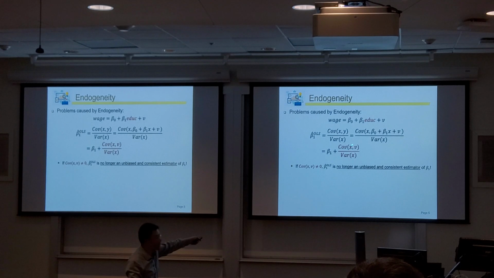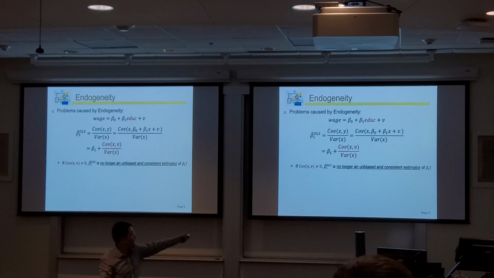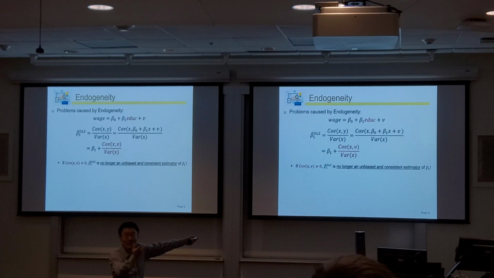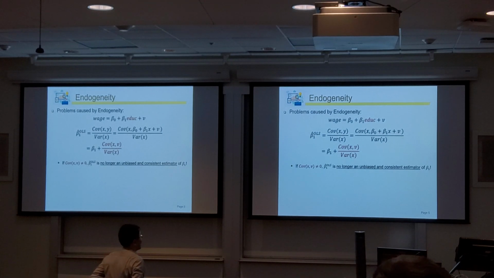But now the question is, what if they are not independent? What if the covariance between x and mu is not equal to 0? As a result, you end up with a biased estimation. If the covariance is positive, then the OLS estimator is overestimating the true beta 1 value. If it's negatively correlated, then the OLS estimator would be underestimating beta 1. You see, this is just to mathematically show you where this bias comes from.